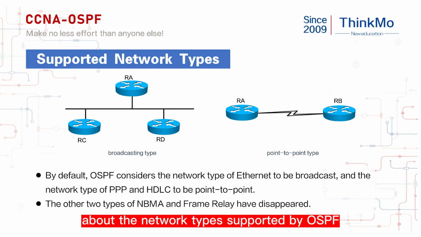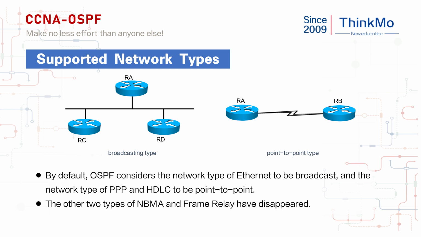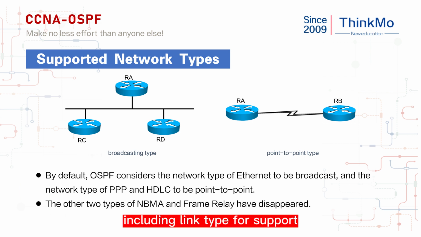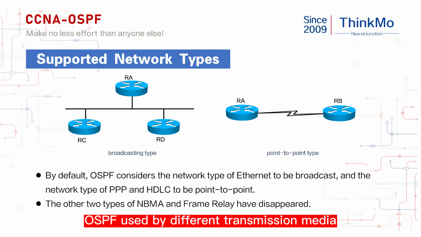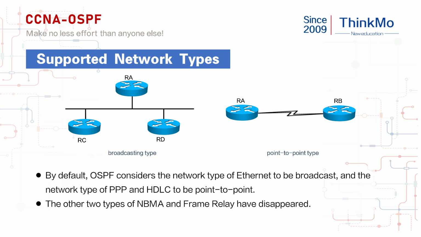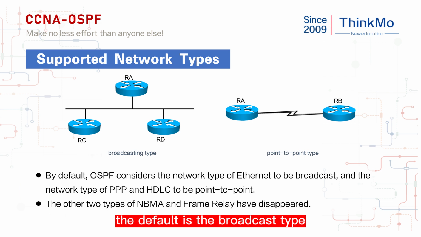Let's briefly talk about the network types supported by OSPF. OSPF is based on links, and this is the interface type, including the link types supported. OSPF is used on different transmission media, and the supported environments are different. Now we are all using network cables and fiber optics. The default is the broadcast type. As long as it is a network cable or optical fiber medium, it is a broadcast type. If it is a serial port, a WAN technology, it is point-to-point.